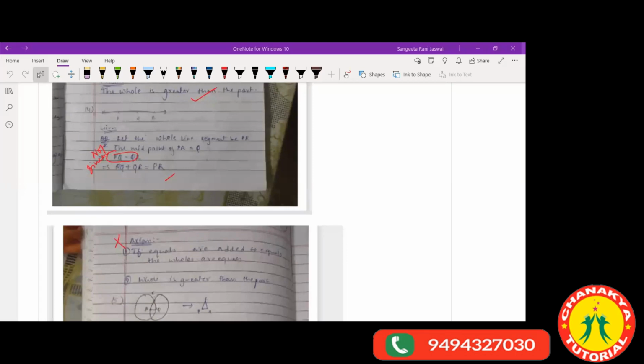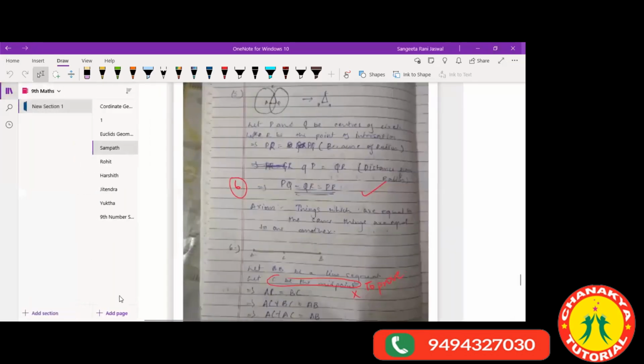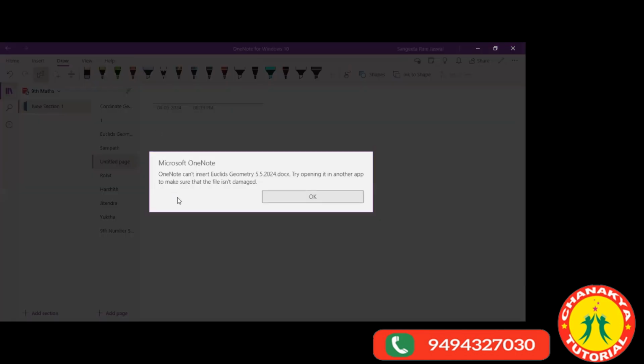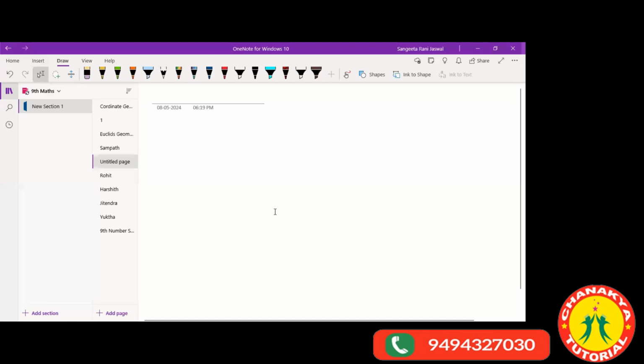My pen won't work on this. Just a second. If I close this. Okay, it will not open here. Okay, never mind, but you have the question paper with you, no?